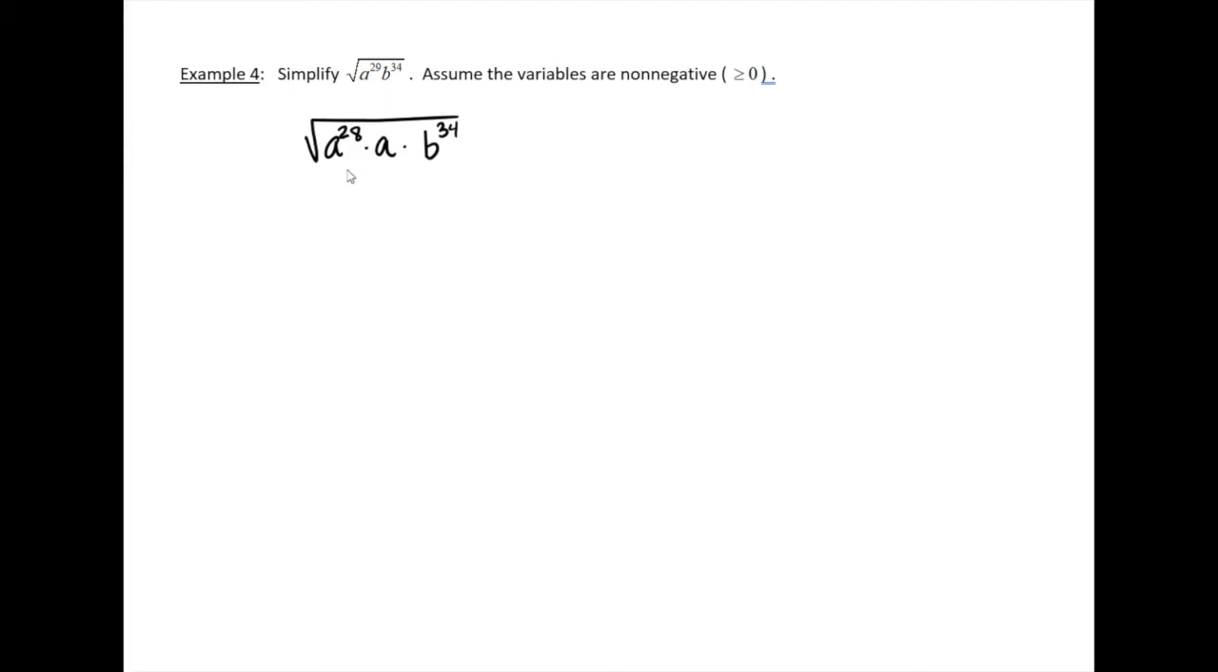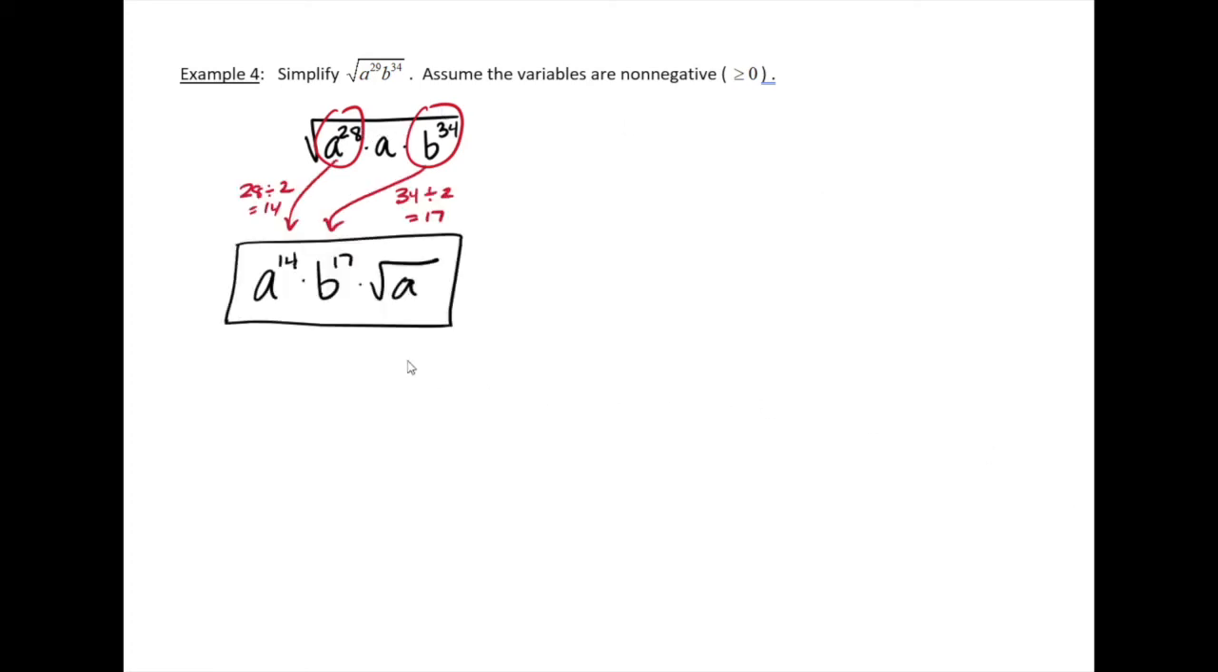a to the 28th power times a to the 1 power is equal to a to the 29th power. That gives us the perfect square a to the 28th power and b to the 34th power. And when we take the square roots, we will divide these exponents by 2. And that gives us a to the 14th power times b to the 17th power on the outside, and we have a factor of a left on the inside.